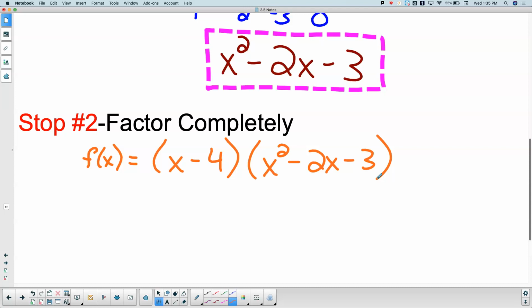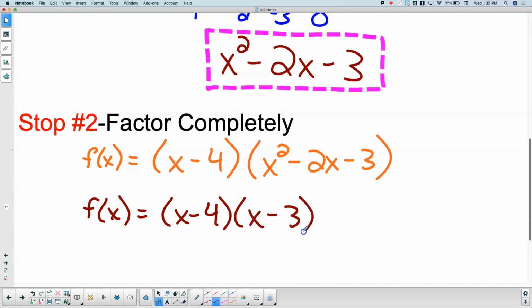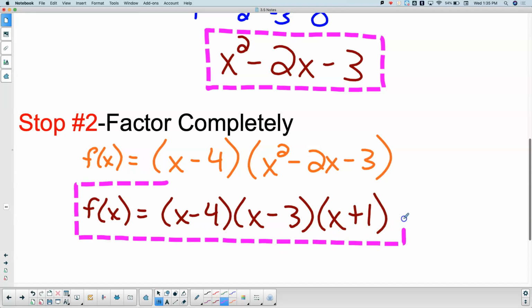Yes or no? What are they? Negative 3 and 1. Negative 3 and positive 1? Okay, so then this would factor, completely factored, to x minus 4, x, what did you say, minus 3 and plus 1? Minus 3, and x plus 1. So that's completely factored then.